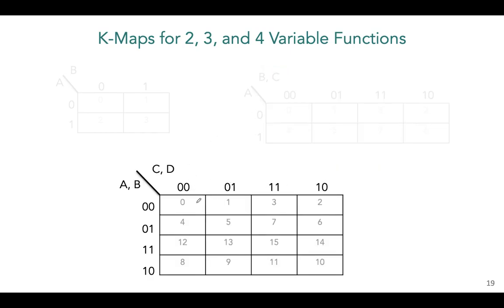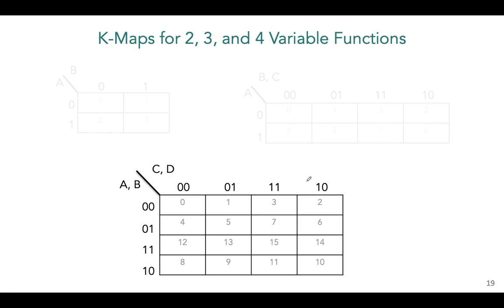And the numbering of the cells goes something like this: 0, 1, 2, 3, 4, 5, 6, 7, and skip a row, 8, 9, 10, 11, come back to the skipped row, 12, 13, 14 and 15. Alright, so the numbering and the labeling, these are the two important things you have to keep in mind while drawing a K-map. So now we have seen K-maps for 2, 3 and 4 variable functions.